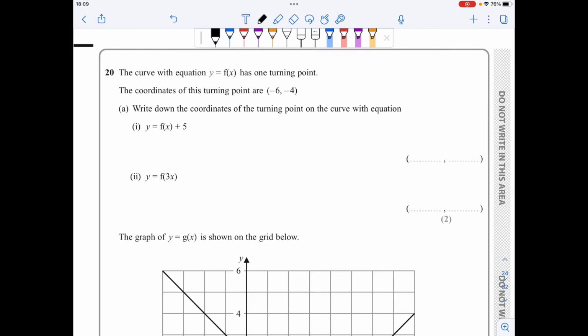In part of this question, I am given a turning point, and I need to find this turning point under two transformations. The first one, f of x plus 5, translates the graph by 5 units upwards. Hence, the x coordinate remains the same, and I add 5 to the y, so I get 1. The second one, f of 3x, divides the x coordinates by 3. So the x coordinate becomes minus 2 and the y coordinate stays the same.